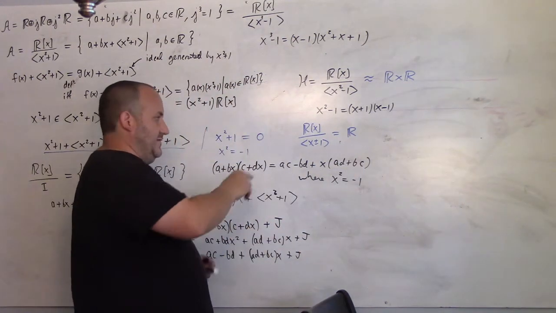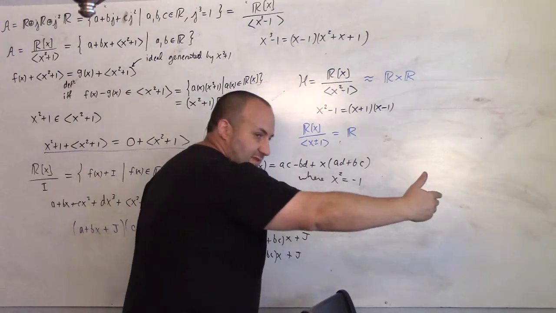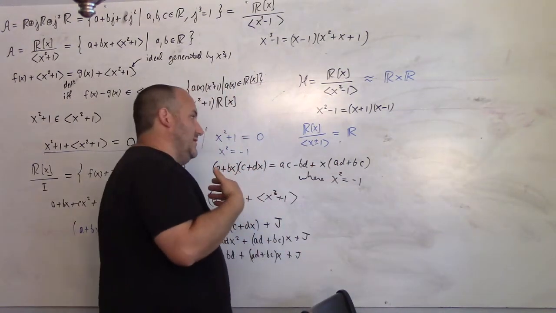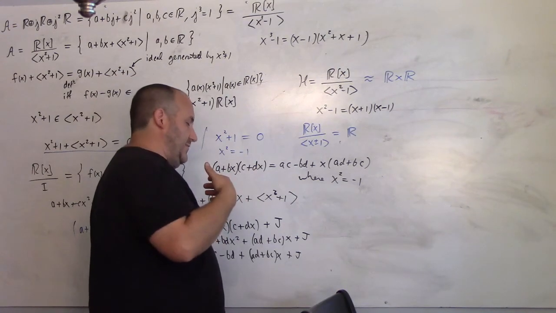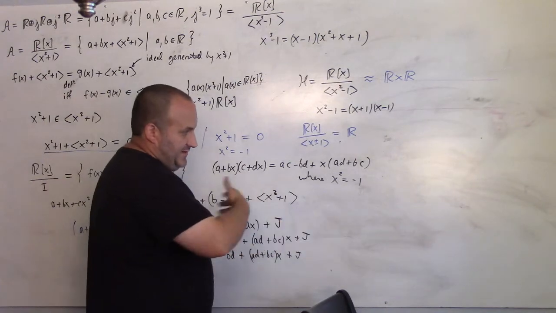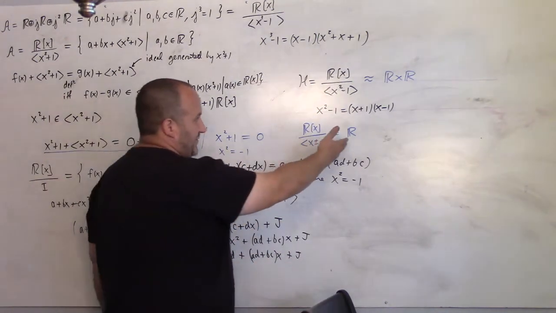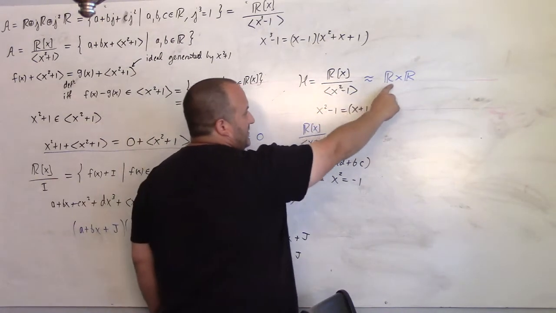Because in this ideal, either x is equal to 1 or minus 1. So the polynomials representing an ideal collapse down to the constant. So you've got constant plus ideal, which is isomorphic to just the constant. I mean, this is essentially the reals.